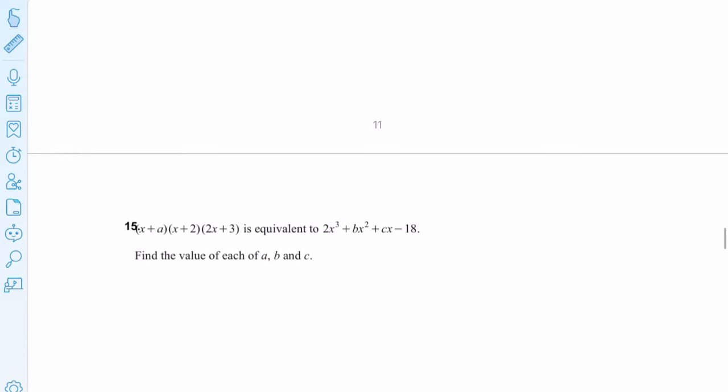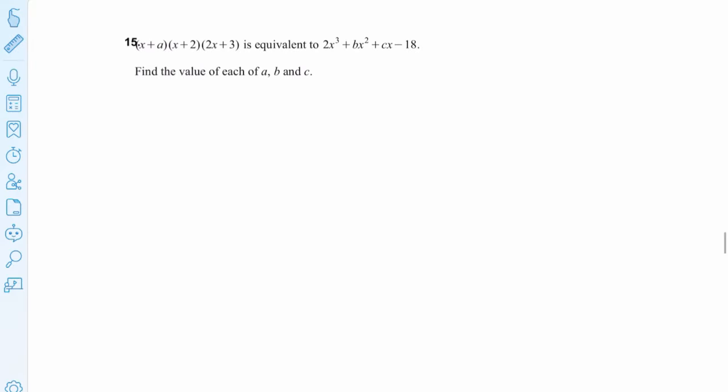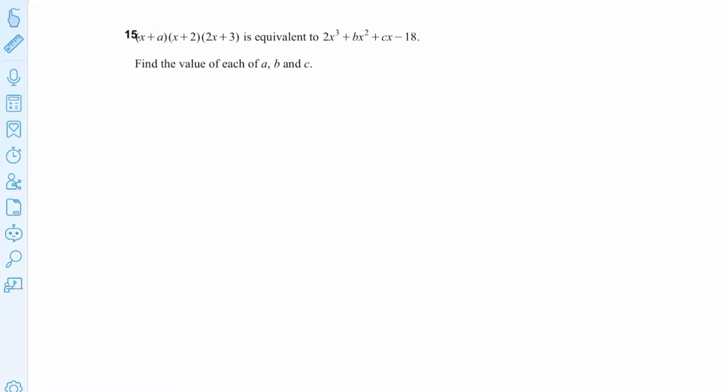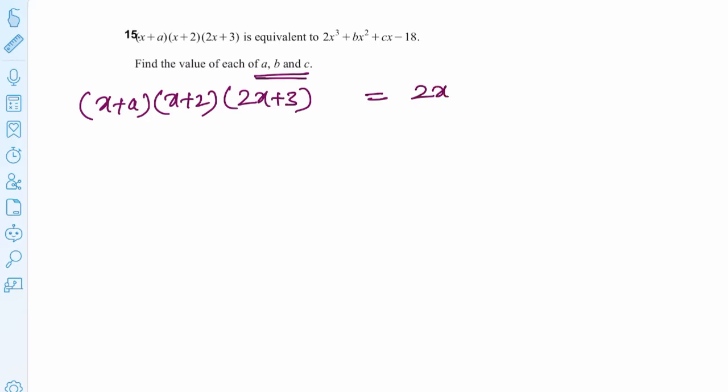Next, question number 15. Question 15 is given. This is all about expanding the bracket, and we have to match the coefficients, then we can get the answer. So this one we have (x + a)(x + 2)(2x + 3), which is given as equal to 2x cubed + bx squared + cx - 18. And we need to find the values of a, b, and c.